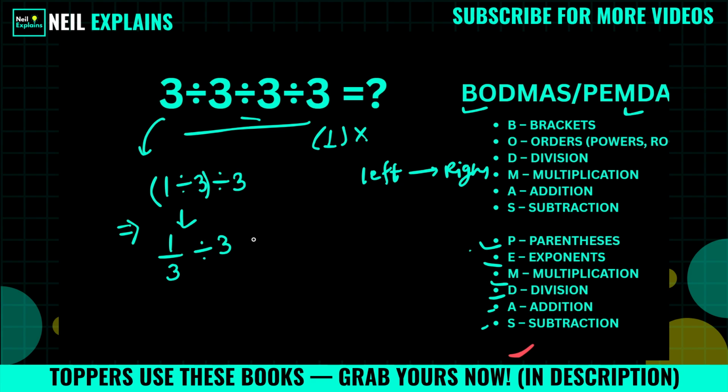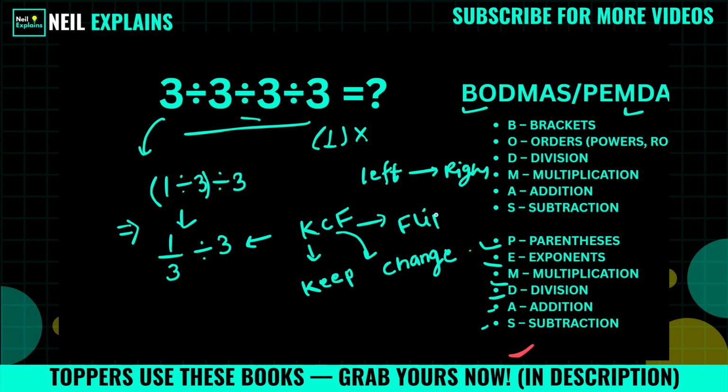So if you write it like this, then we will apply the ACF rule. A for keep, C for change, and F for flip. In this case, the first term we are going to keep. So we will keep 1 by 3 as it is. C for change. That means this sign will be changed, and divide will be changed into multiplication.